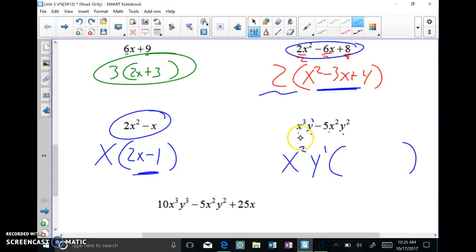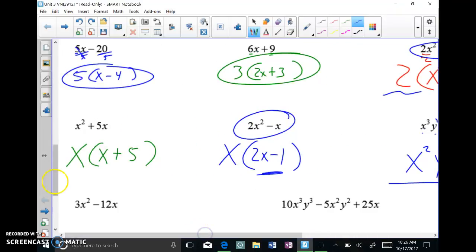So what's left over? If I take away x squared from x to the third, I have 1x left over. If I take away y to the first from y to the first, it's gone. Minus 5. x squared, take away x squared, gone. y squared, take away y to the first, still left with 1y. That's it. Okay, just 2 more quick ones.